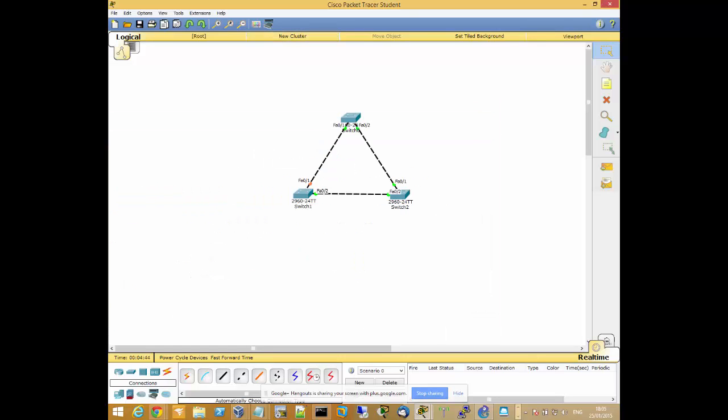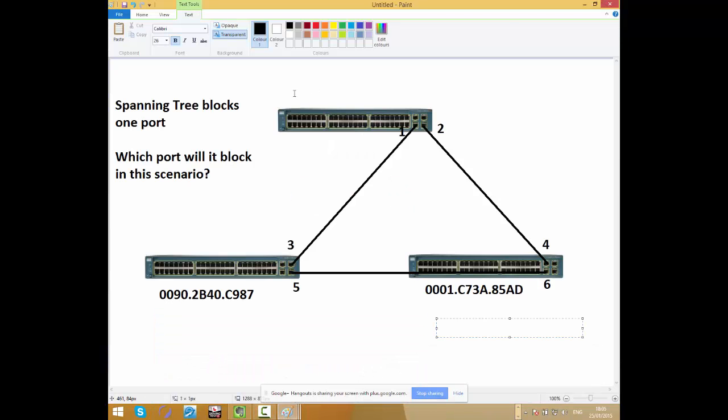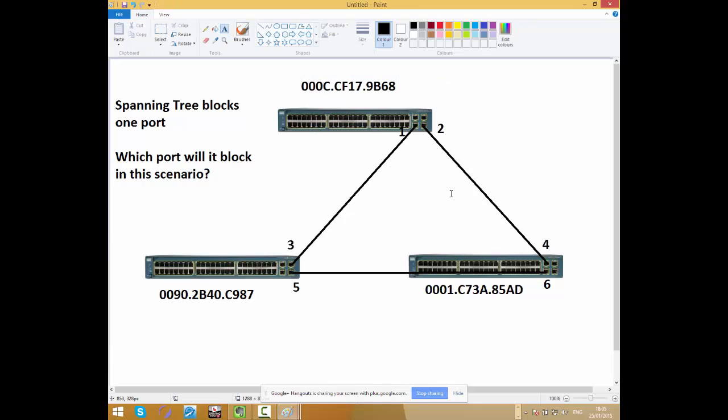Okay, so now we have the information that Powell has mentioned. We have the MAC address here. So I'll throw out the question again. Now we have the MAC address. Which port will be blocked? Powell said port 3. So let's take a round vote. Who agrees with Powell? Port 3.